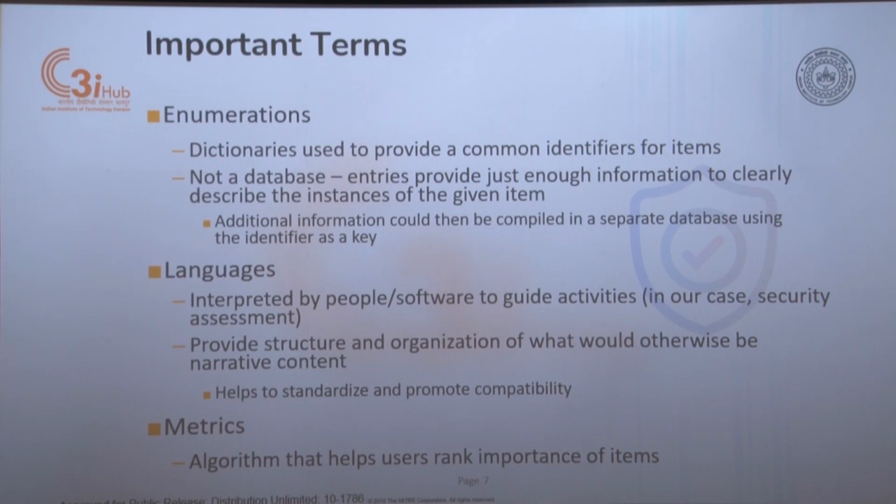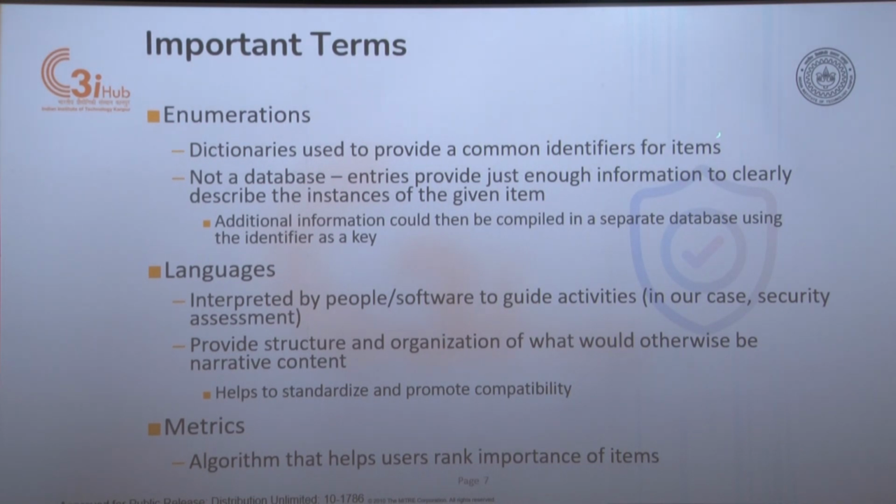Now, there are three types of things, like I said, that there are 7 standards, right. So not every standard is alike. For example, some of the standards are what we call enumerations, or dictionaries. For example, how to uniquely name an application, or how to uniquely name an operating system, or how to uniquely name a hardware system, right. So that's basically what we call enumerations.